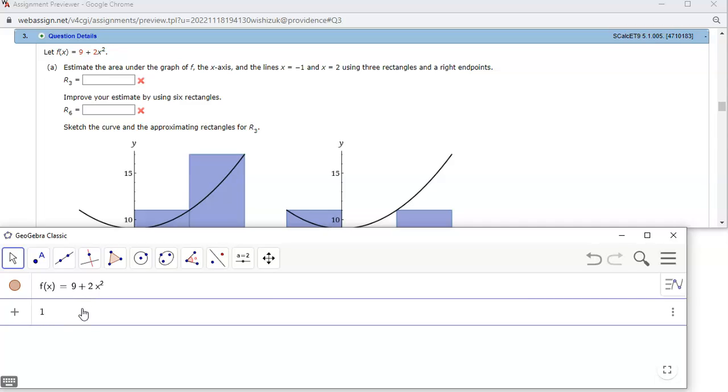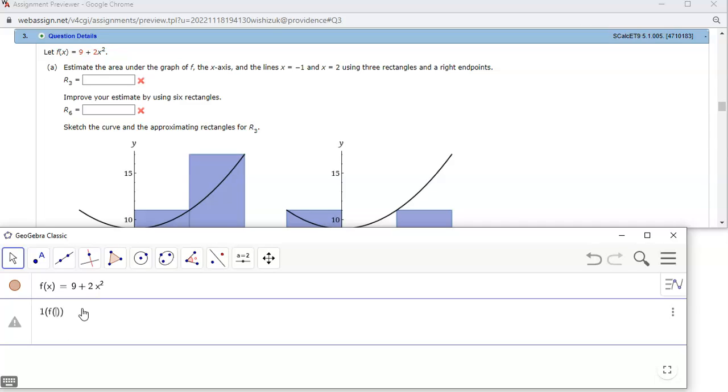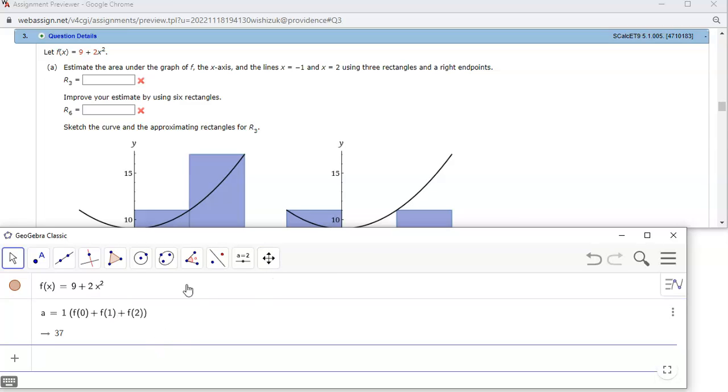So I'm going to have 1 times, which doesn't really do anything, and then we have f of, so you have 3 of them. For the right sum, we're going to use the right endpoint. The first interval's right endpoint would be 0, the second one's would be 1, and the last one is going to be 2. If you hit enter, you can see that we have 37.